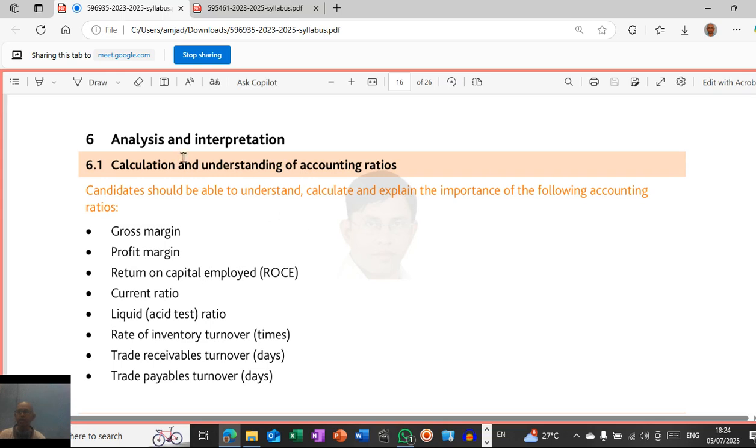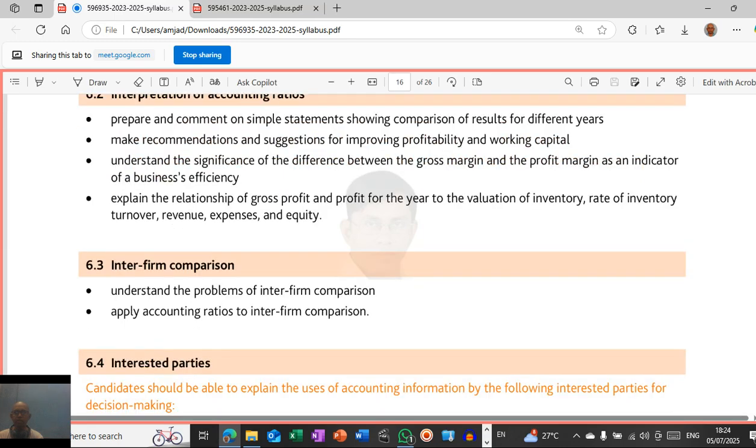The next lesson is analysis and interpretation, calculation and understanding of accounting ratios. Candidates should be able to understand, calculate and explain the importance of the following accounting ratios: gross margin, profit margin, return on capital employed, current ratio, liquid asset test ratio, rate of inventory turnover, trade receivables turnover, trade payables turnover. All these things will be learned here. Ratio analysis is an important aspect.